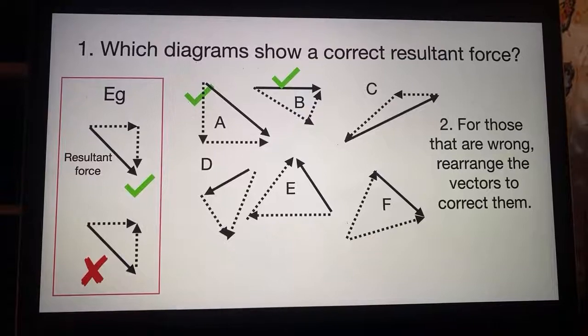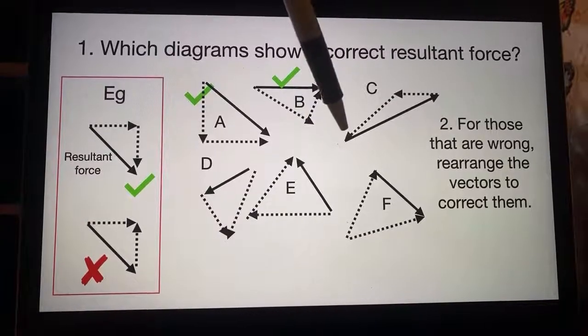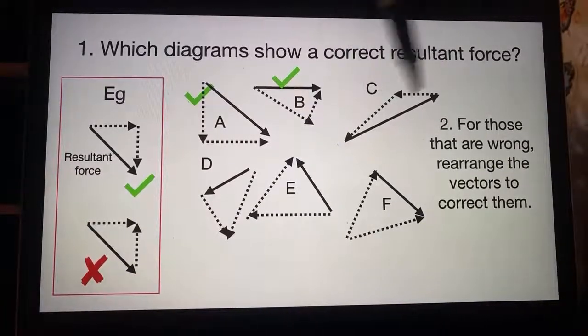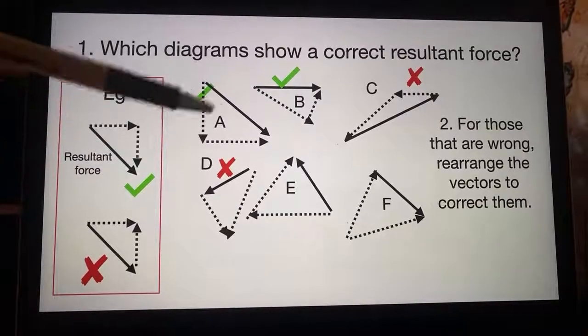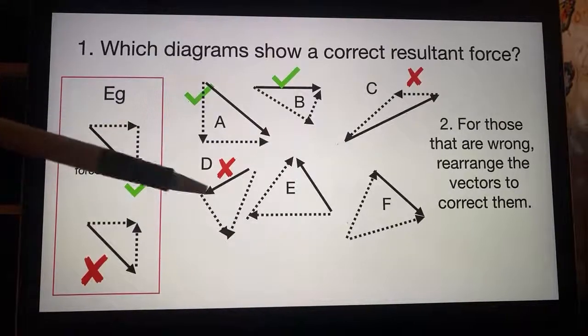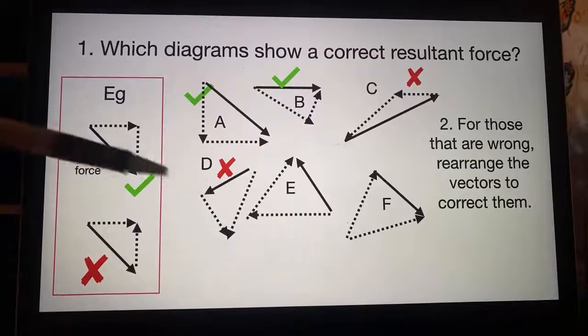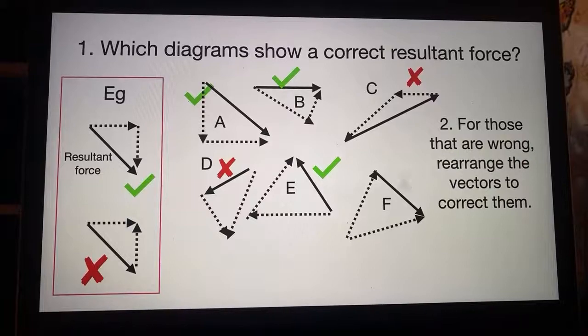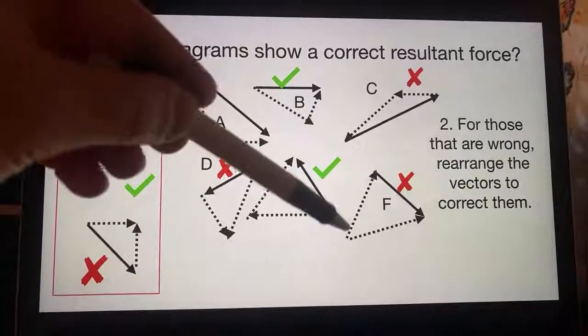C was not correct. The vectors are lined up head to tail, but the resultant force is going in the wrong direction. So you need to switch that around. D, that is not correct either, is it? Because they're not lined up head to tail, they're just pointing head to head. E was correct, and F was also not correct because the tails are together.